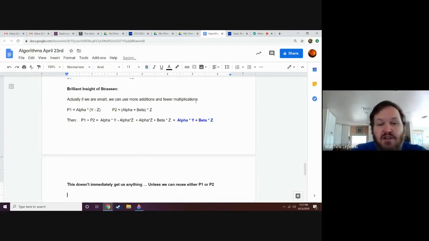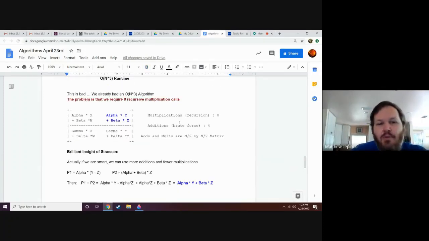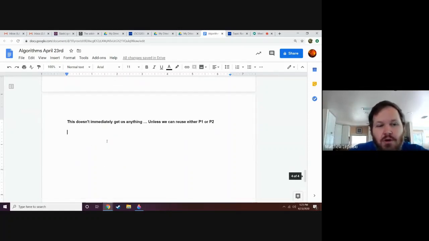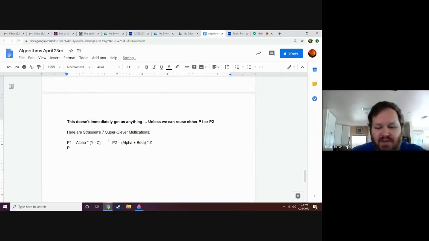So basically, what Strassen did is he came up with 7 incredibly clever multiplications so that each of these 4 things can be written in terms of his 7 super clever multiplications. So here are Strassen's 7 super clever multiplications. And again, this is the kind of thing that you're not going to memorize. You are always going to go and look this up.